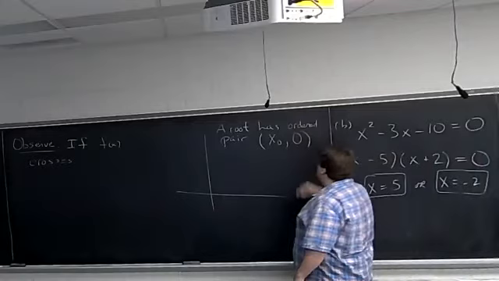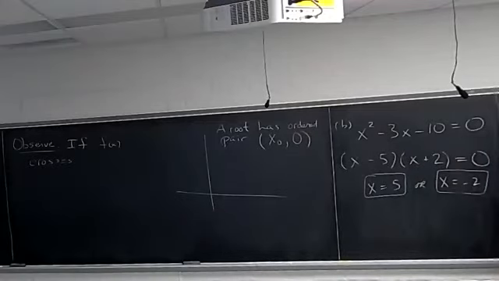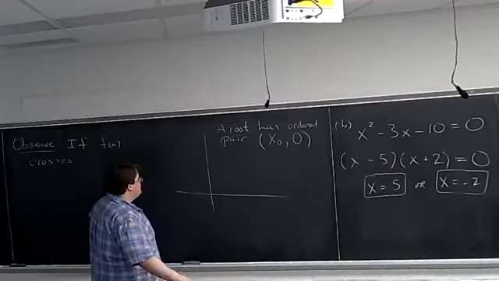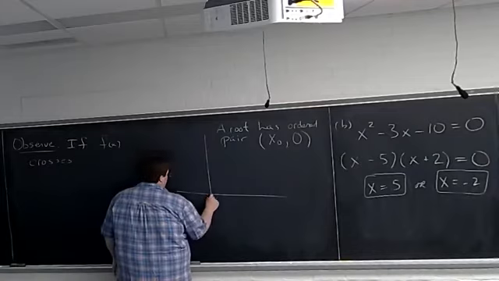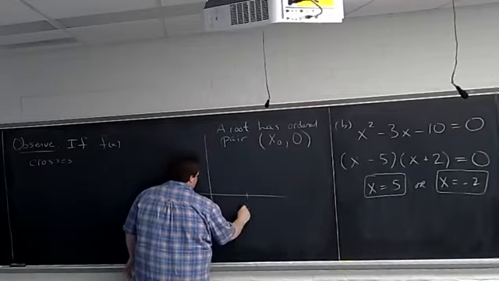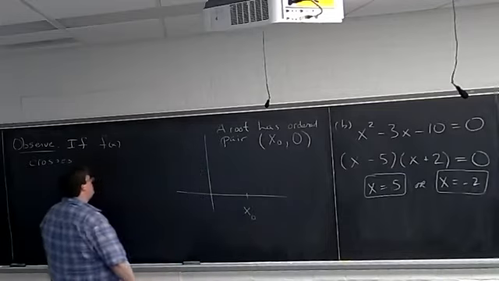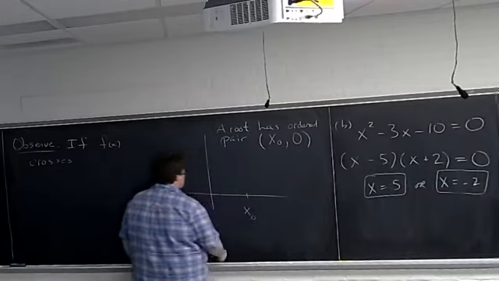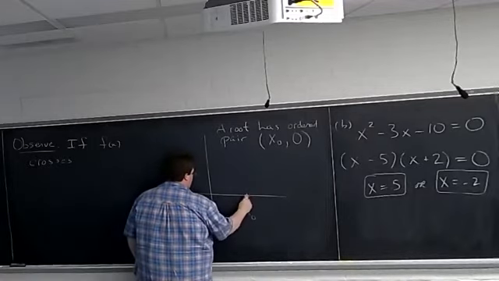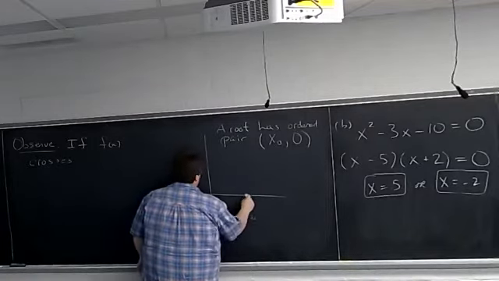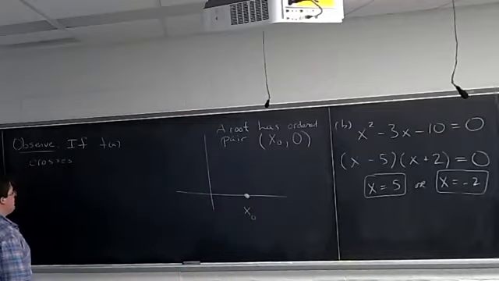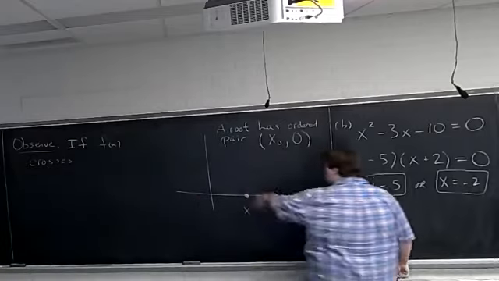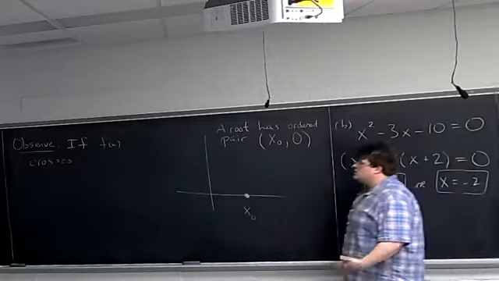So a root is always going to have ordered pair, whatever the x value is, and zero in the y value. What does that look like? Well, graph x zero, zero. X zero goes over in the x direction. Let's say x zero is over there. Let's say it's positive for this. That the point on the plane with ordered pair x zero, zero goes over x zero, up zero. Since the y value is always going to be zero, a root of a function will correspond to a point where the function intersects the x-axis.